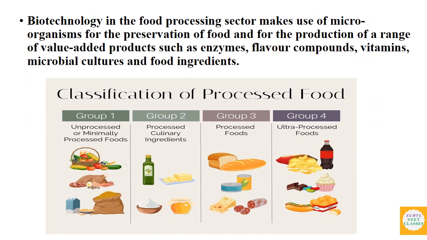Next, biotechnology application in processed food. Biotechnology in the food processing sector makes use of microorganisms for the preservation of food and for the production of a range of value-added products such as enzymes, flavor compounds, vitamins, microbial cultures, and food ingredients. For example, for the preparation of cheese, we are going to use different types of microorganisms like yeast, or lactobacillus, or Shermanii, all of which are useful in the fermentation of the partially digested proteins in the curd that will transform into cheese.